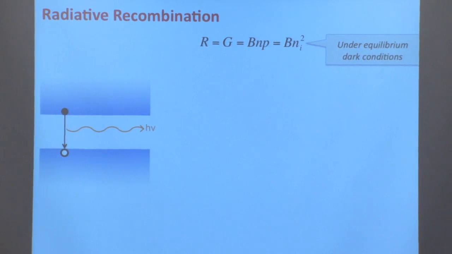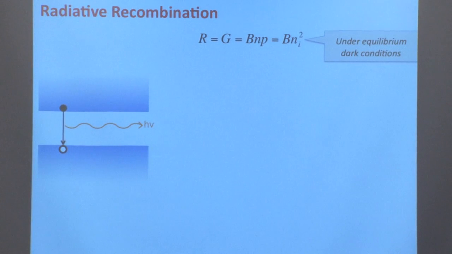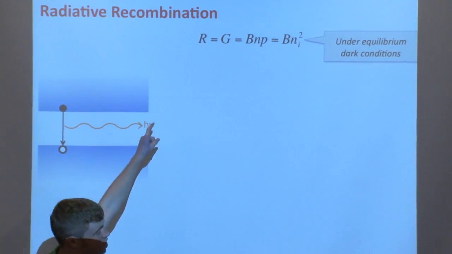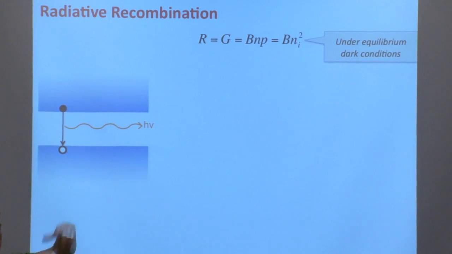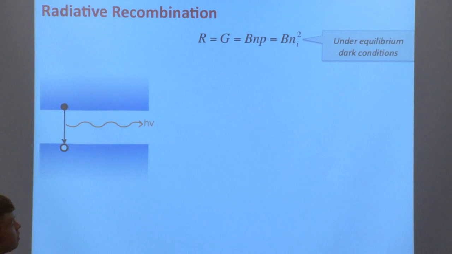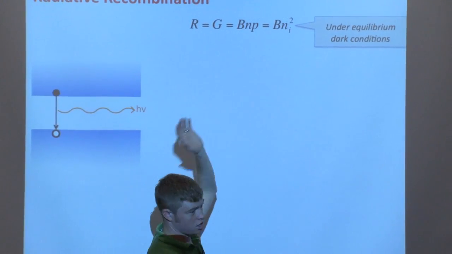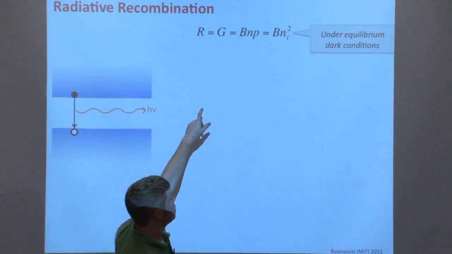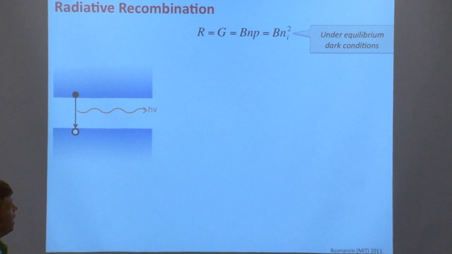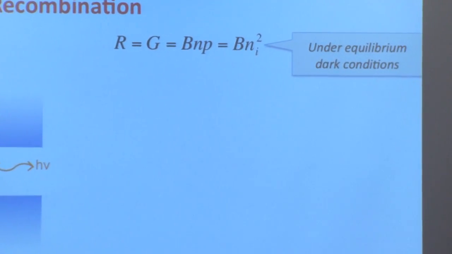Under equilibrium conditions, so equilibrium means no outside excitation, doesn't mean steady state. So this is, let's say, in the dark. Your recombination rate is equal to your generation rate, right? Because it's in thermal equilibrium with the area around it. So it's absorbing photons and emitting them at the same rate. And this is equal to B, some material parameter, times your hole and electron concentration. And again, under equilibrium conditions, your np product is equal to n_i squared.